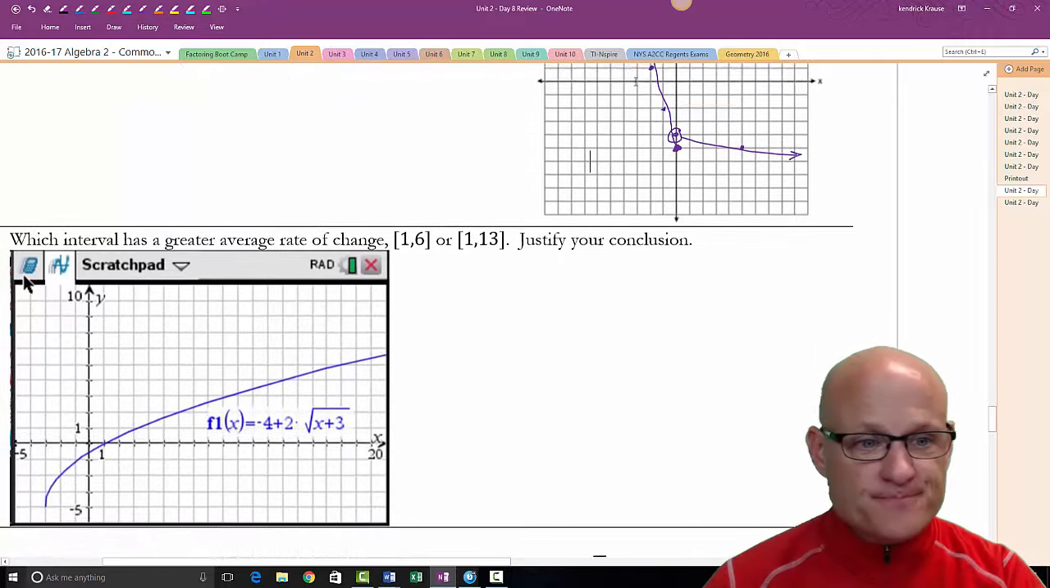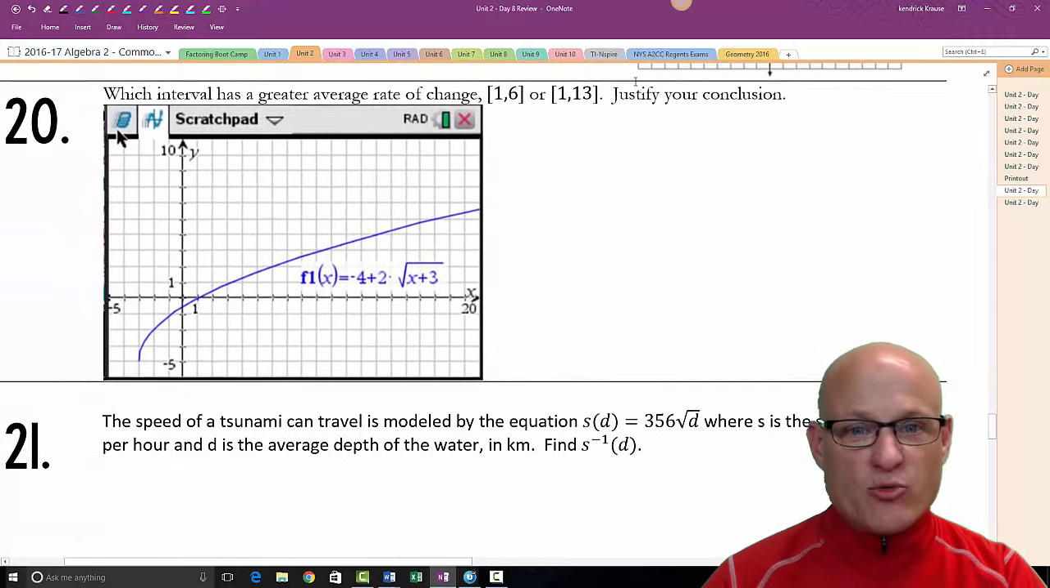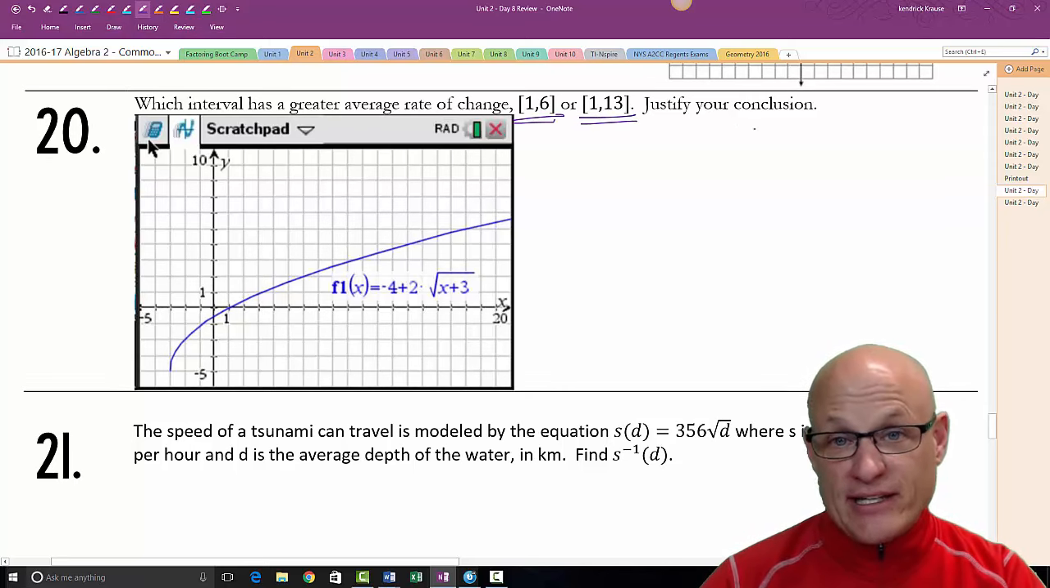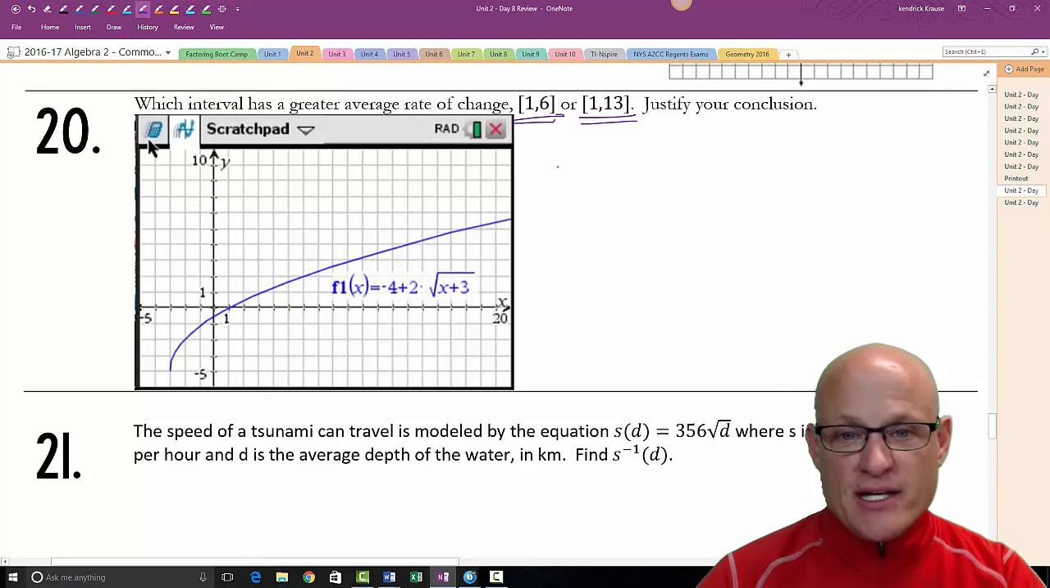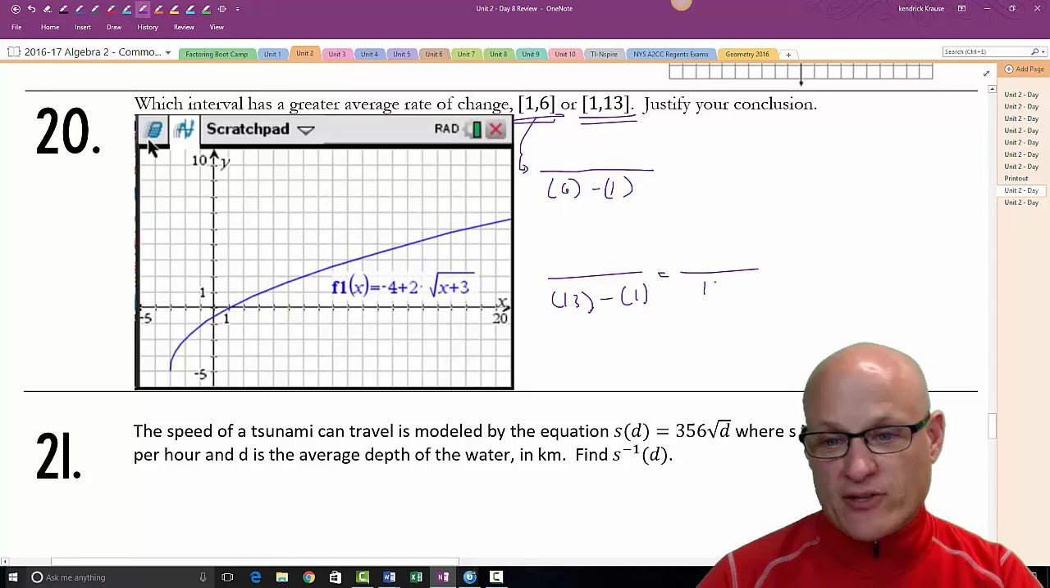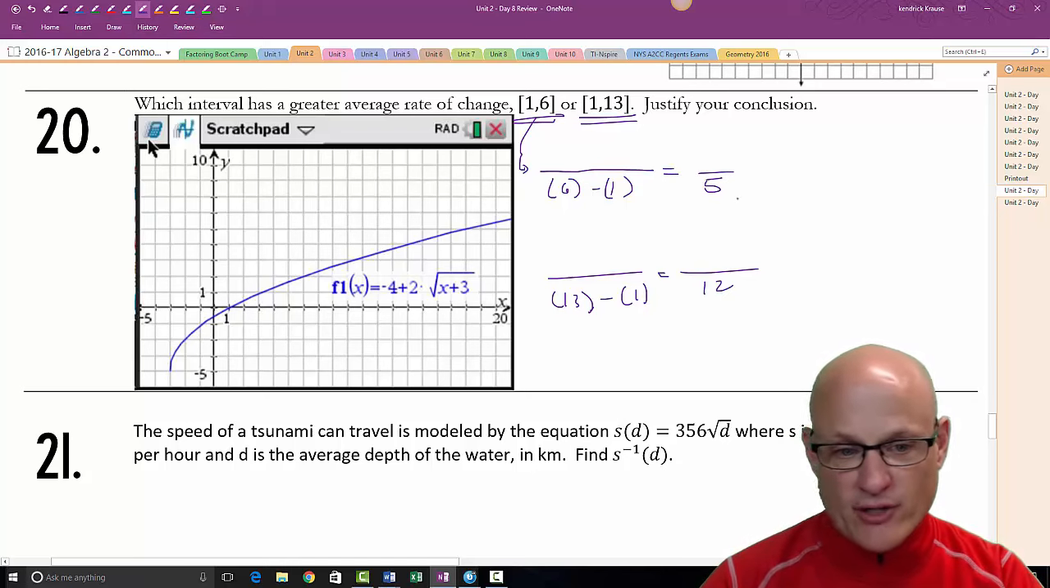That's a weird one. Which interval has a greater average rate of change? 1 through 6 or 1 through 13? Justify your answer. So in this one, the denominator for, let's talk about this one, is going to be 6 minus 1. The denominator of this other one is going to be 13 minus 1. So I already know the denominators. That's 5 and that's 12. I just don't know what their numerators are.